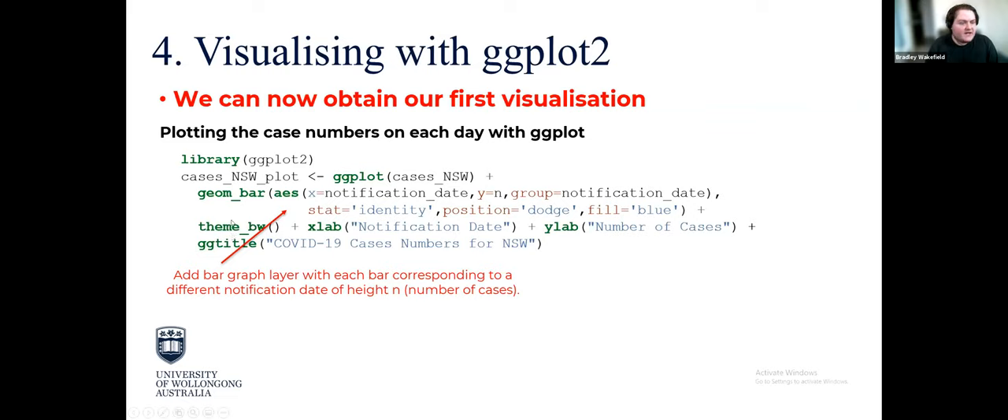These other arguments that I've added just are about how the image is going to look. So I've got a black and white theme. I've told it to name my x-axis notification date, my y-axis number of cases, and put a title on it to say COVID-19 cases numbers for New South Wales.